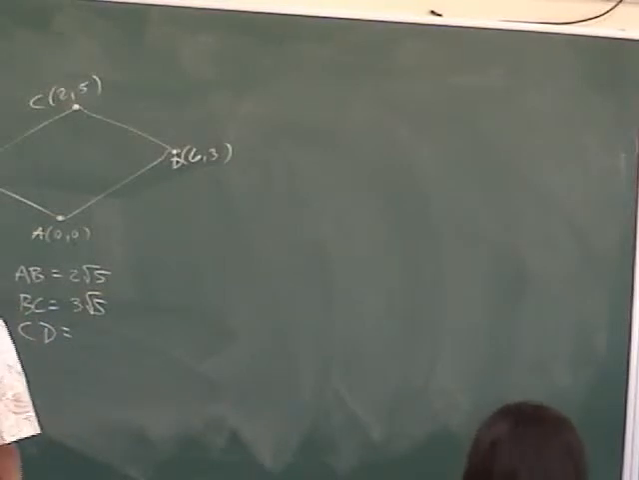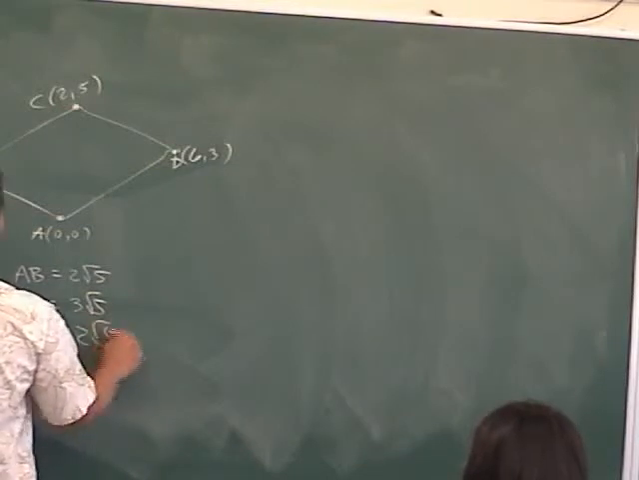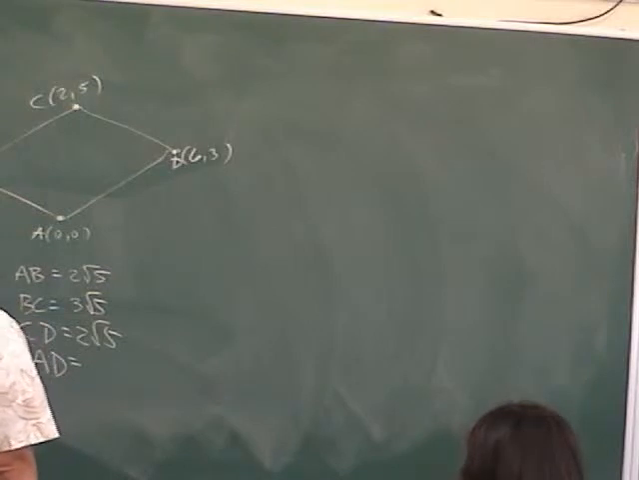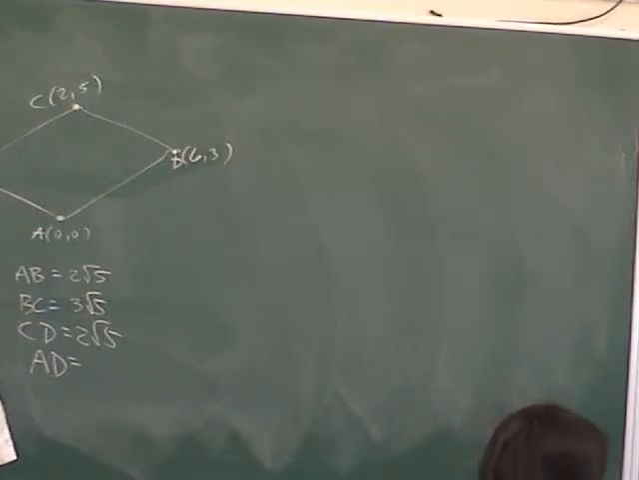2 root 5. And then AD. Who's got AD? BC. Yeah, you got the 0. The 0 is the easy one. Why are you looking down at the paper? 3 root 5. Okay, 3 root 5.